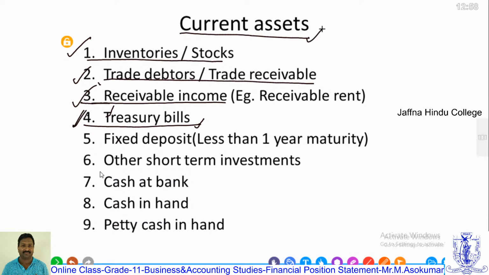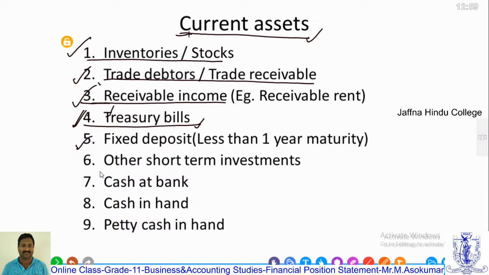Next thing, fixed deposit, less than 1 year maturity. This is also one of the assets. More than 1 year maturity is considered non-current assets. A fixed deposit of less than 1 year maturity is considered a current asset, made with the purpose of obtaining interest income. Therefore, that is considered a current asset.